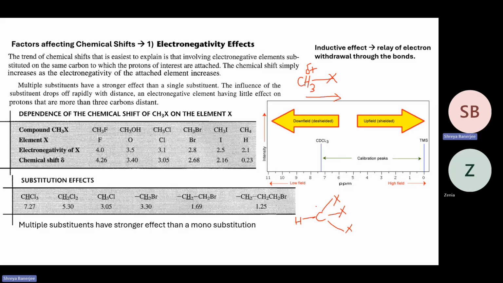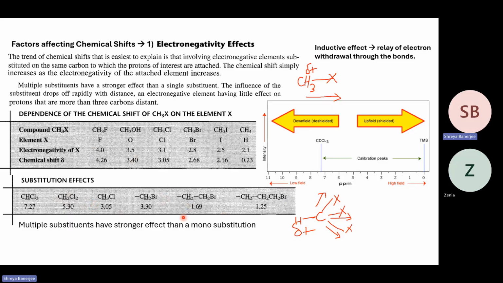So if you have 3 chlorine groups attached, all 3 will pull electron density towards themselves. This hydrogen will get a positive charge. This will have the highest chemical shift. If there are 2 chlorines, chemical shift will be lower. 1 chlorine, it will be even lower, and so on.